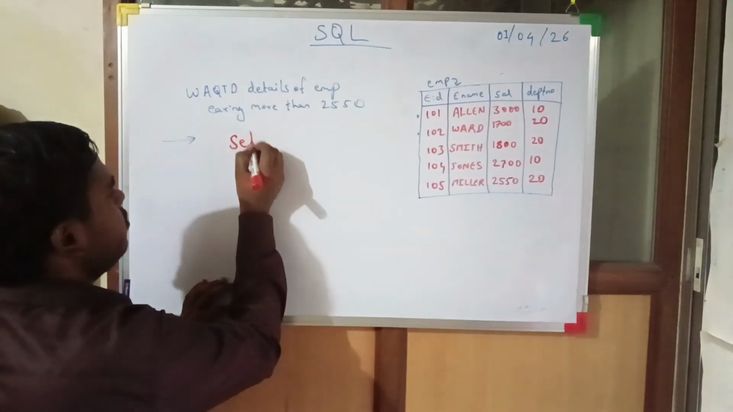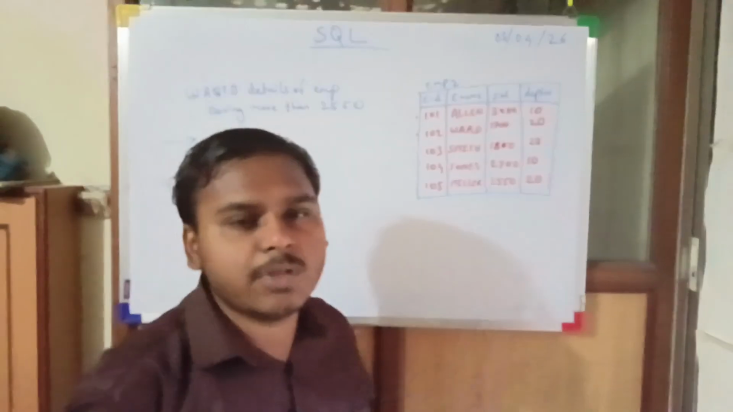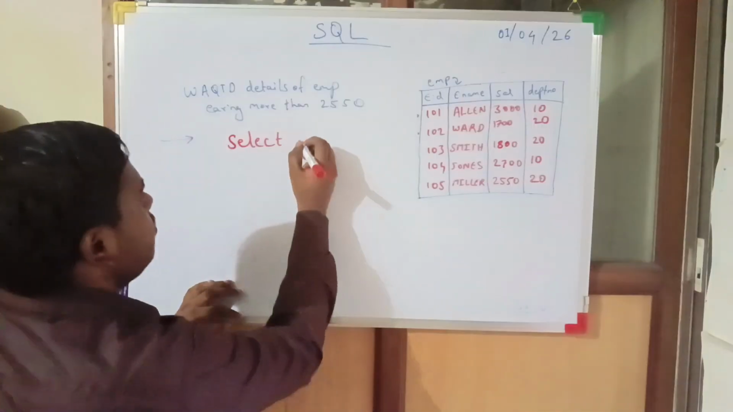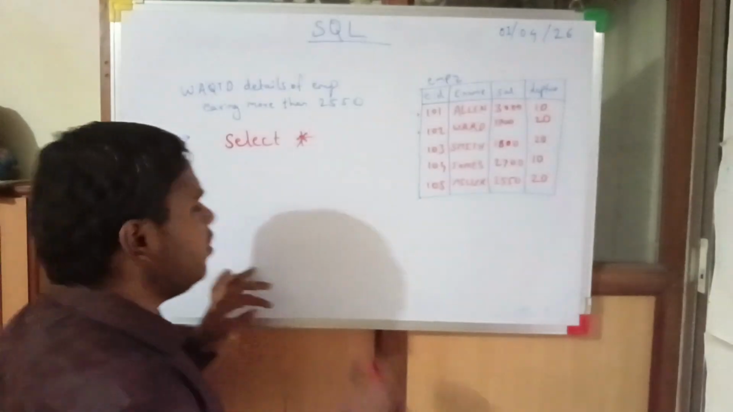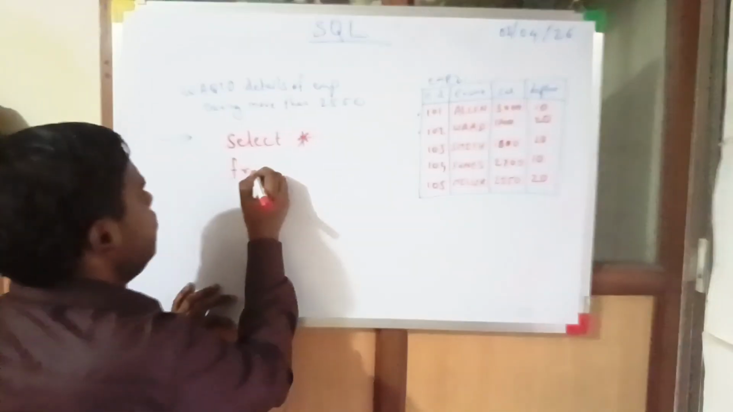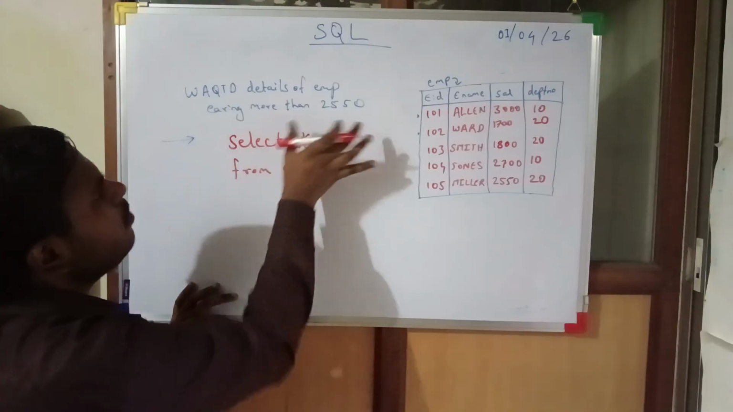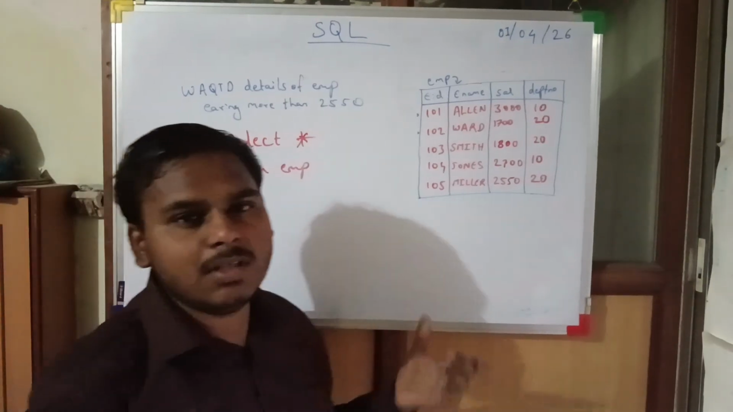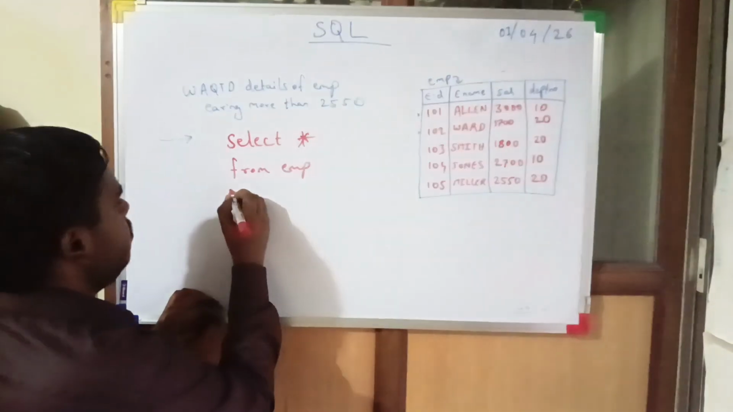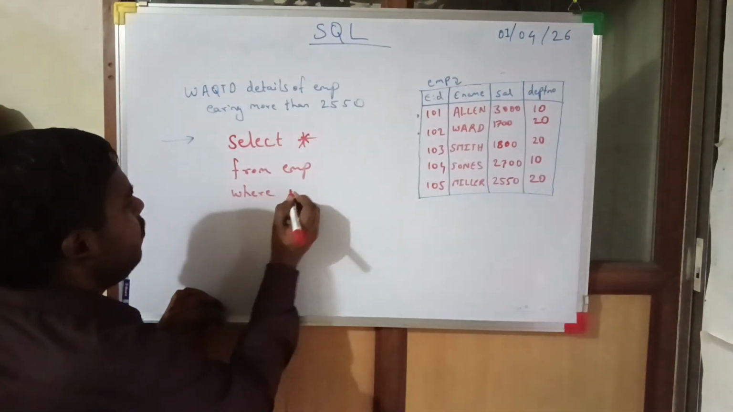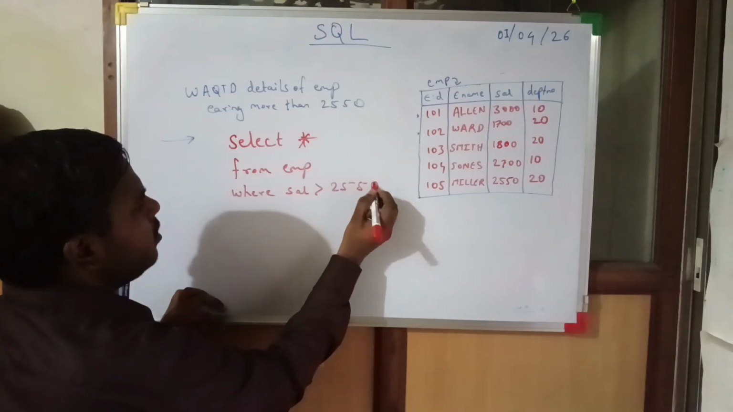Select. What do I want to display? Details of employee, the entire details, so what will you use? Asterisk. From which table? EMP table. From EMP. What is the condition? Earning more than 2550. Earning more than means the salary column. Salary greater than 2550. So in the WHERE clause I will write the filter condition: where salary greater than 2550.